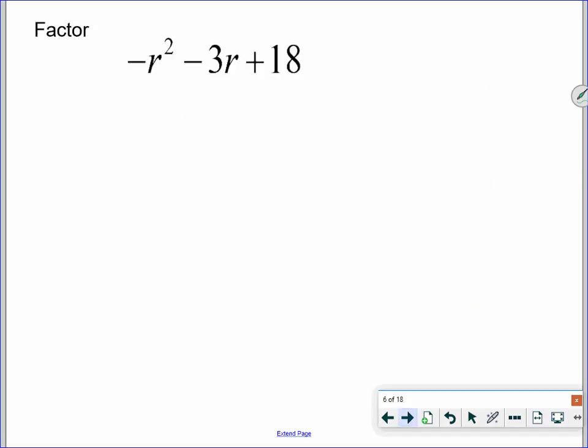Now, this one's tricky because initially it looks like we have a problem here because the first number is -1. And we could go AC and multiply -1 times 18, but there's actually a slightly easier way to do this. I hate it when there's a negative in front. And so in order to make my life easier, I'm just going to factor out a -1. And what that's going to do is change the sign on everything.